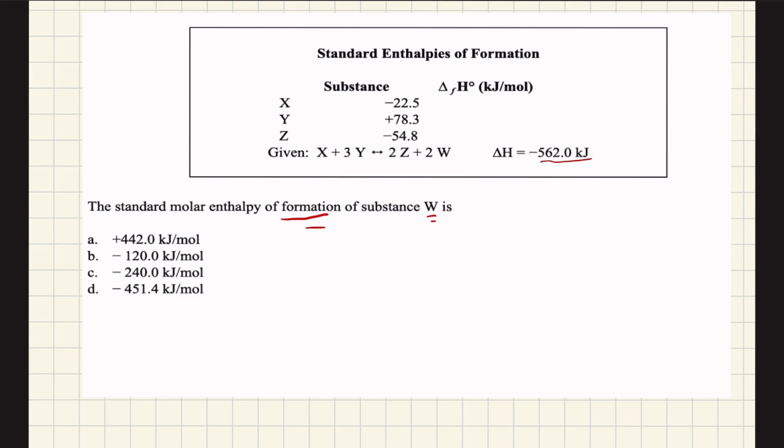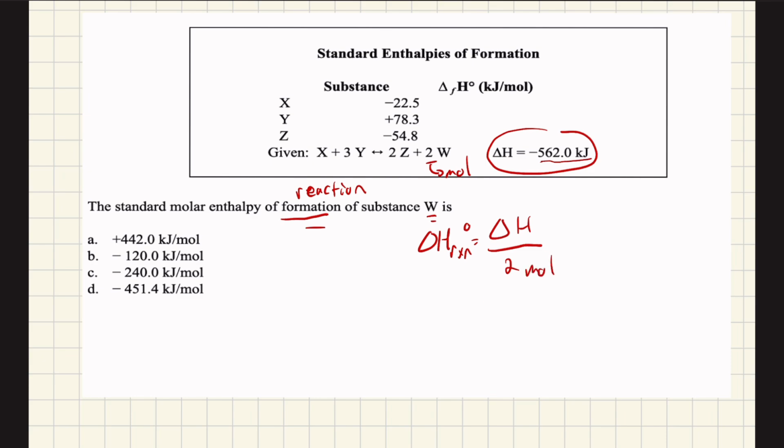Now I want to make something clear here. If it asked for the molar enthalpy of reaction, then that's a very straightforward question, because all you have to do is take that enthalpy change value, which I would write like this, Rxn for enthalpy change of reaction, and divide it by the coefficient, which would represent the moles in the chemical equation. That would give us the molar enthalpy of reaction.